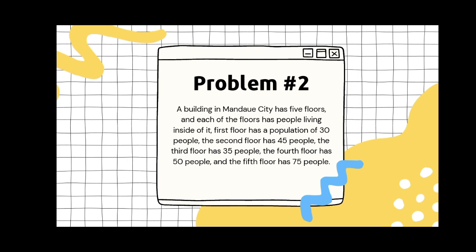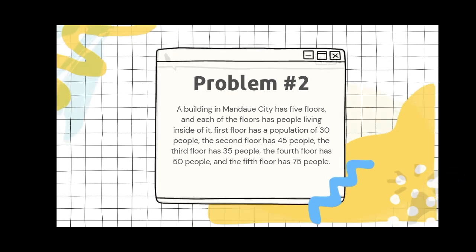Now that we're able to answer problem number 1, let's go ahead and proceed with problem number 2. A building in Mandaue City has 5 floors, and each of the floors has people living in it. First floor has a population of 30 people, and second floor has 45 people, third floor has 35, fourth floor has 50, and fifth floor has 75 people.